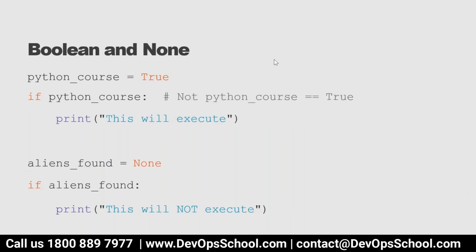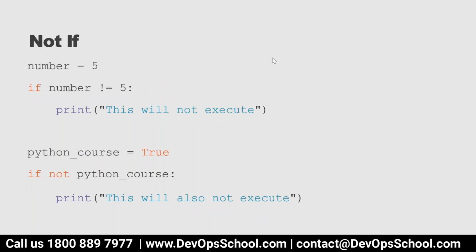Here you can also use boolean and None. If you see here, Python course is a boolean type. So if a boolean course, which is true itself, because the Python course value is itself a true boolean, then print this will execute. Here it's alien found None. So if alien found, which is set to None, then it will not execute. Like that you can also do it.